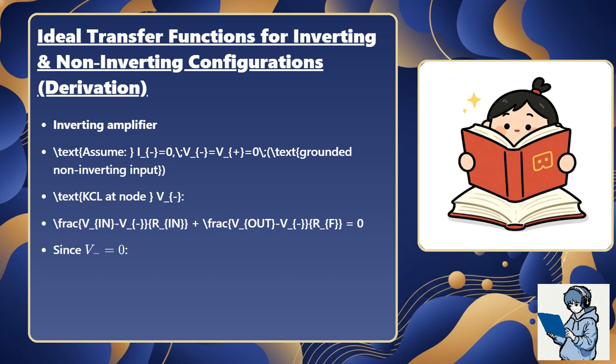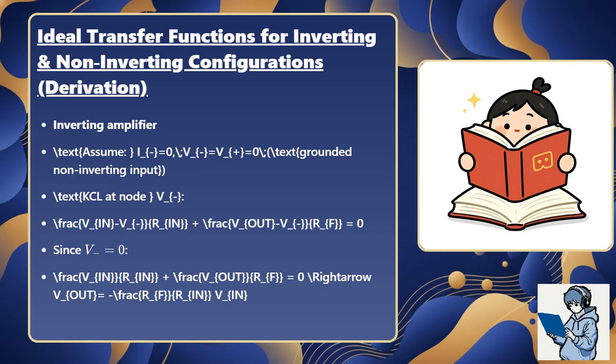Since V minus equals 0, V sub in divided by R sub in plus V sub out divided by R sub F equals 0, implies V out equals negative R sub F over R sub in times V in.